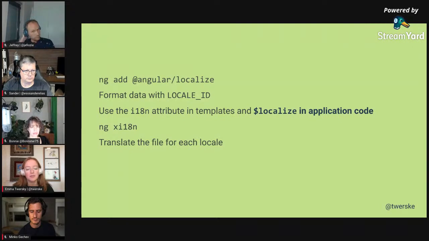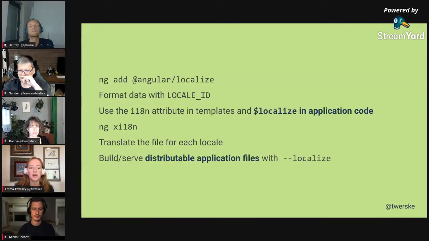So with a bigger application, maybe that means sending it to a translator or using a translation tool or something like that. We're going to basically copy that messages file and create a different file per locale that we want to be able to deploy this application in. And then finally, once we have those translations, we're able to build and serve those distributable application files with the localized flag. So actually going into our angular.json and setting some configurations so that we're able to serve these things in different languages.